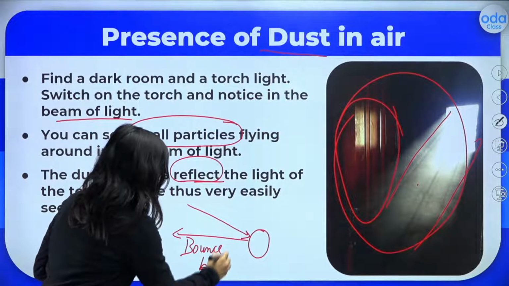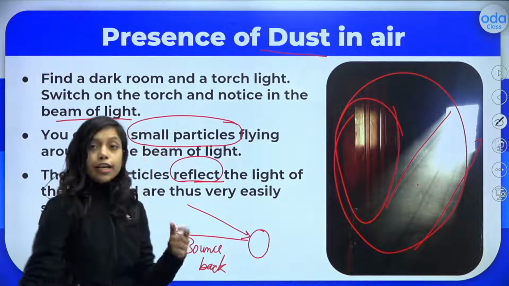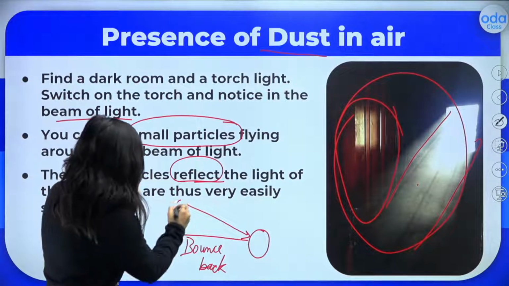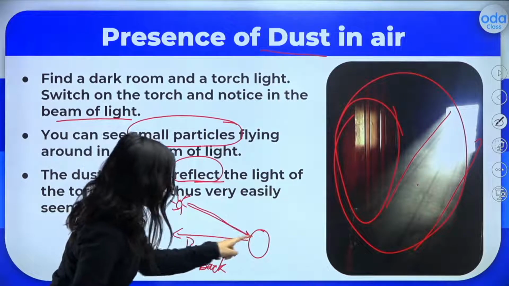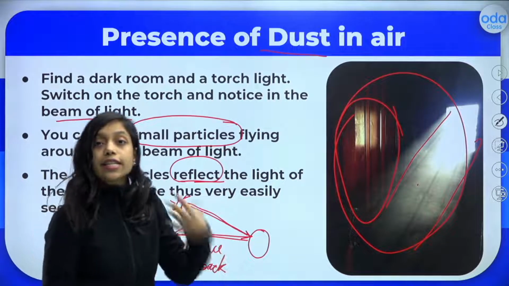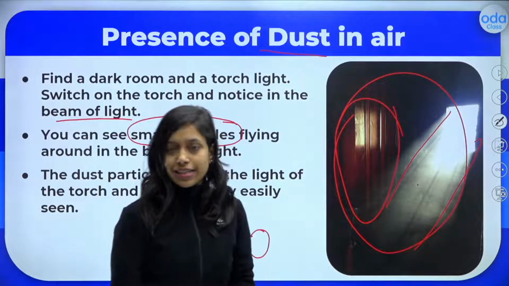Bouncing back of light after hitting the surface is called reflection, right? So when the light comes, maybe sunlight or torch, what happens? This light will bounce back. So that is why dust particles are seen. I hope it is clear, right?